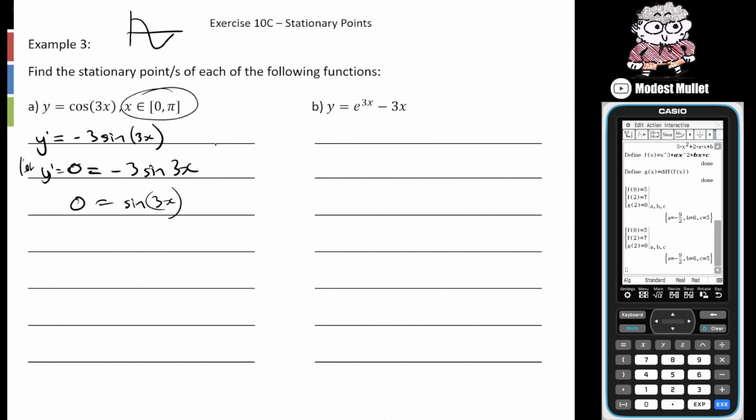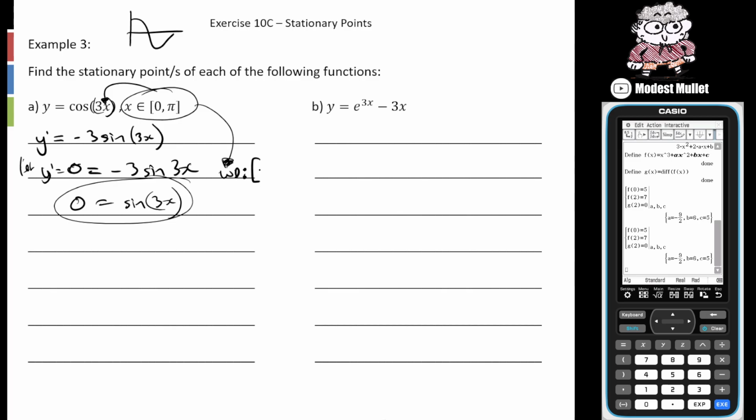And we do have a domain, so if we want to be careful, we would need to find a working domain. So our working domain is going to be, substitute that 0 and pi into this 3x, just the composite inside. That gives us a working domain when we're solving this bit.